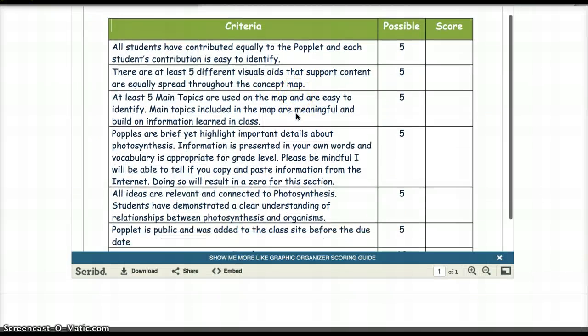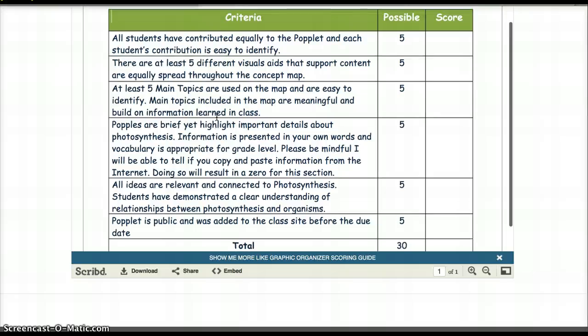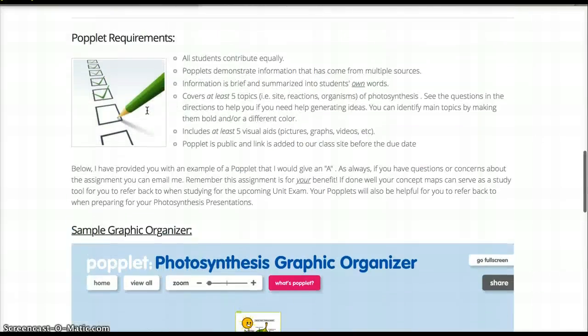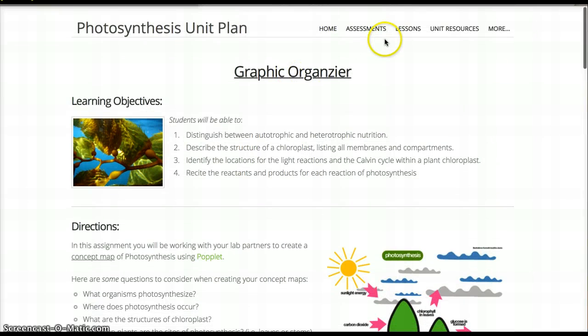And this is just the rubric. It's pretty straightforward, but that's what I'm going to be looking for when I grade their concept maps. So that is what's planned for lesson 3.